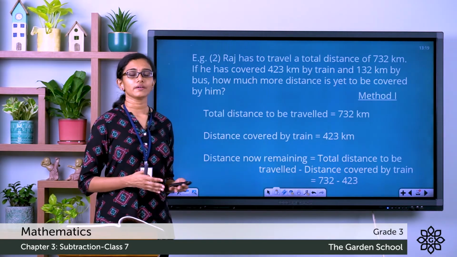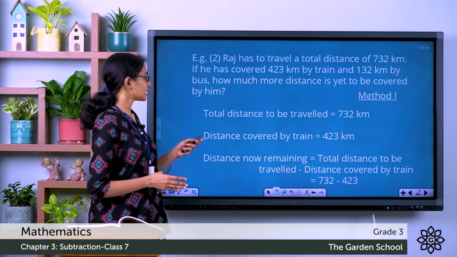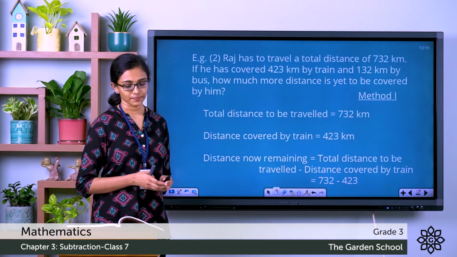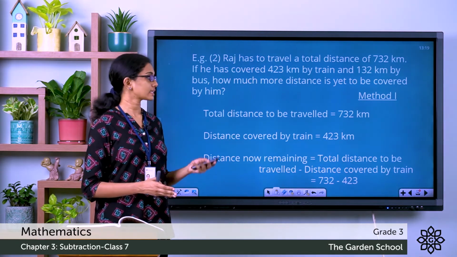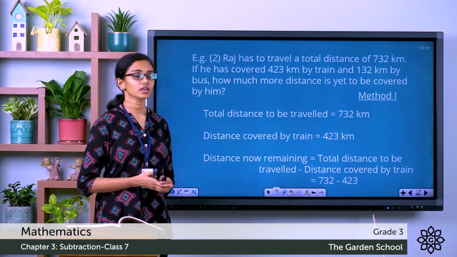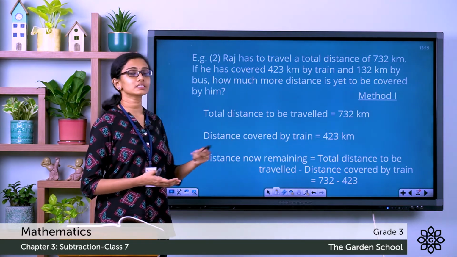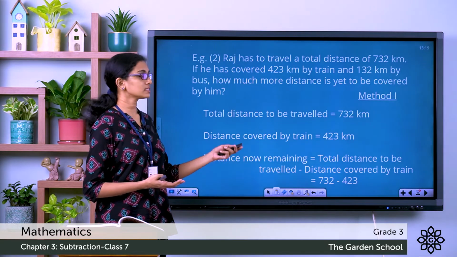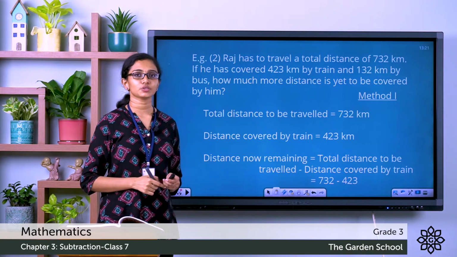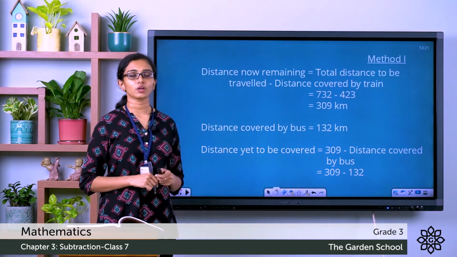Total distance to be travelled is equal to 732 km, and distance covered by train is given as 423 km. So after covering 423 kilometers by train, how much distance is yet to be covered? How do we find it? Distance now remaining will be equal to the total distance to be travelled minus the distance covered by train. So that would be equal to 732 minus 423, which gives you 309 km.